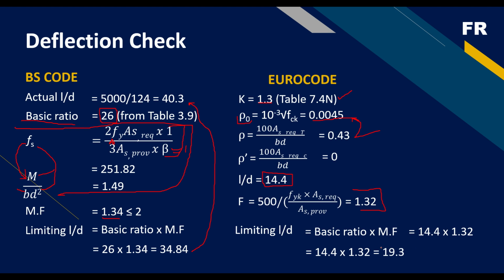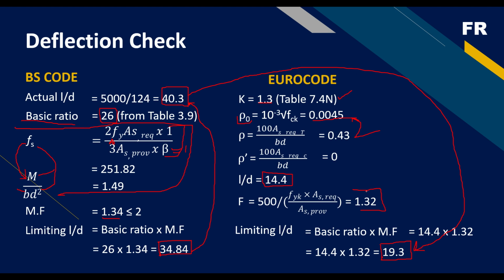So you can see the difference. This is the limiting ratio according to the Eurocode, 19.3. This is the limiting ratio according to the BS code, 34.8. And this is the actual ratio, 40.5. So you can see that according to the BS code, if we can adjust the reinforcement required, then the section will pass deflection. But based on the Eurocode, the difference between the actual and the limiting is too wide.